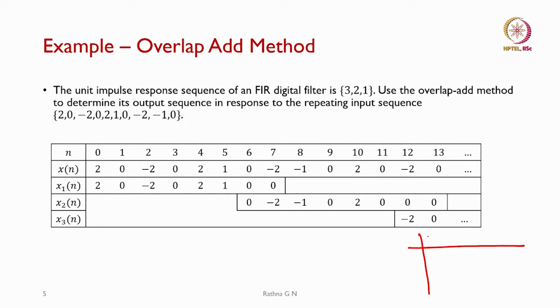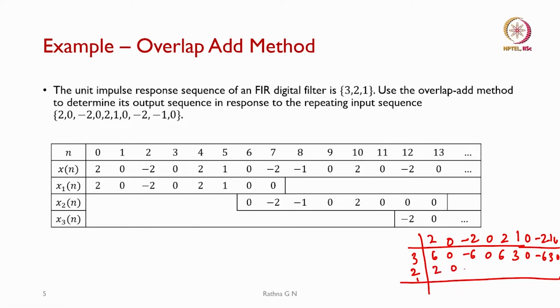So, this is what you have: 2 0 minus 2 0 2 1 0 minus 2 minus 1 and then last 0. So, what we have is 3 2 1 our sequence. I can put a line here: 6 0 minus 6 0 6 3 0 minus 6 and then 1, what I have is 3 and then 0 last one. So, here it is going to be 2 0 minus 4 0 4 2 0 minus 4 2 and then 0. The last one will be 2 0 minus 2 0 2 1 0 minus 2 1 and then 0.